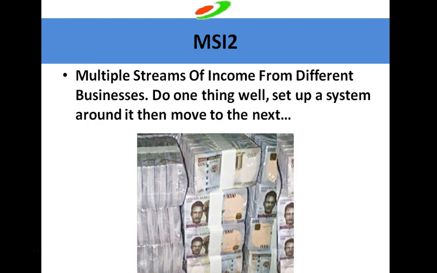This is just about doing one thing well, really well, setting up a system around it, then moving to the next. You see, you don't have to be jack of all trades, master of none. Multiple streams of income doesn't mean you don't have focus. In fact, it means you have more focus. So you focus on one line of business, nurture it, grow it, build a system around it, build structure, let it bring profits, let it have a life of its own, and then you can now look at moving to the next line of business.